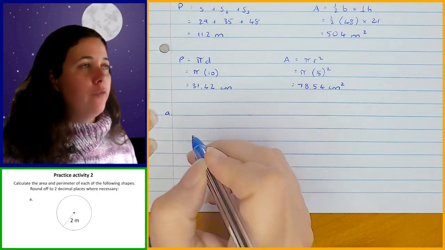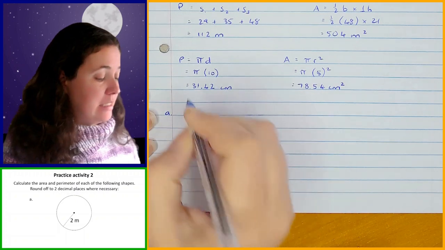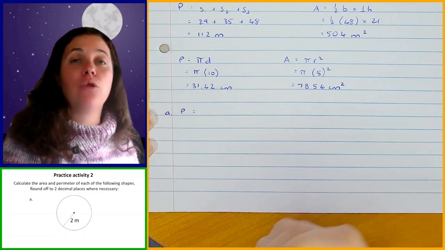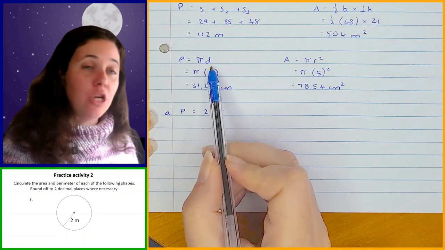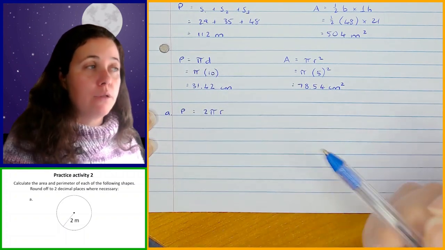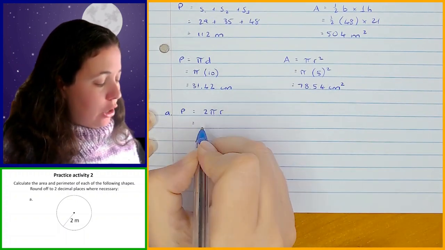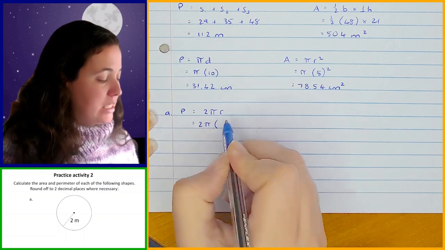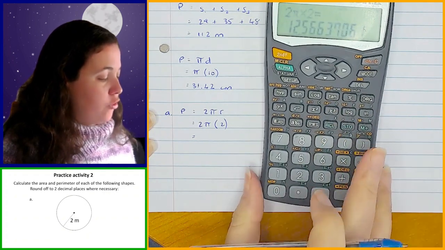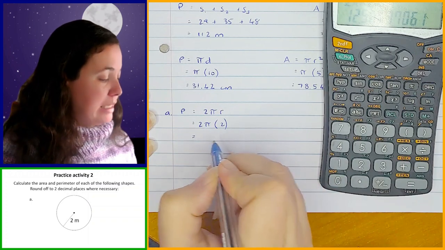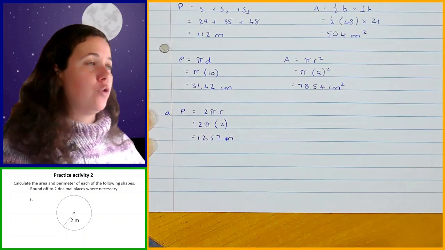So question A, you've been given a circle where you've been told that the radius, the distance from the center to the outside of the circle, is 2 meters. So first, to work out the perimeter, now because I've been given the radius, I'm going to use the formula that has the radius in it. So 2 pi r. You can use the diameter formula, and then you just need to double the 2 to get the diameter. So that would work as well. But 2 pi r is 2 pi times the radius, which is 2. And that gives us 2 pi times 2, which is 12.5663. I'm going to round that off to two decimal places. So that's going to be 12.57 meters. Okay, so that's what you should have got for your perimeter.